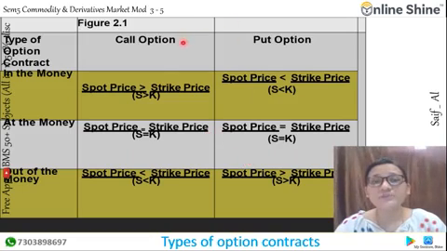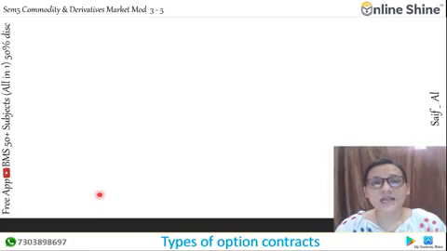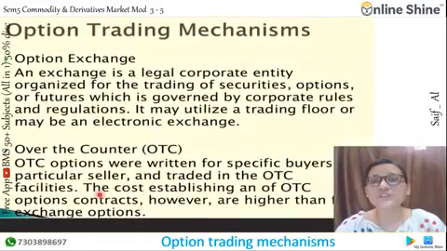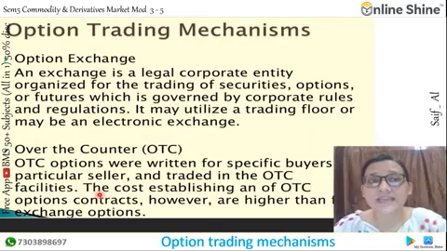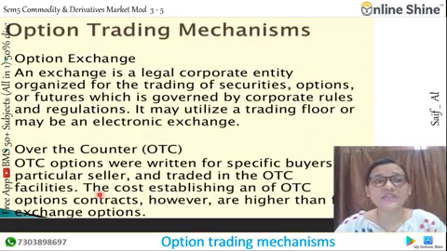It is very important from the examination point of view: in the money, at the money and out of the money. Let's see the next topic, the trading mechanism. Very important. What is the trading mechanism here? First of all, the option exchange.